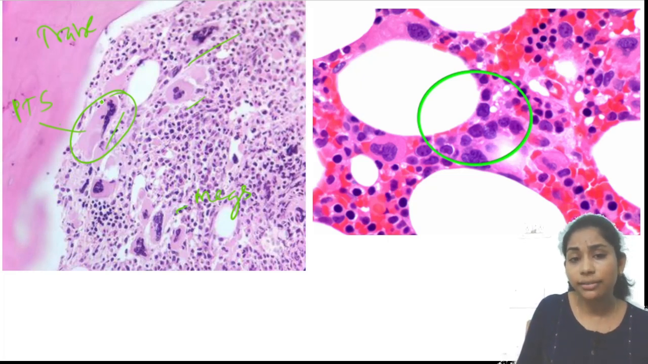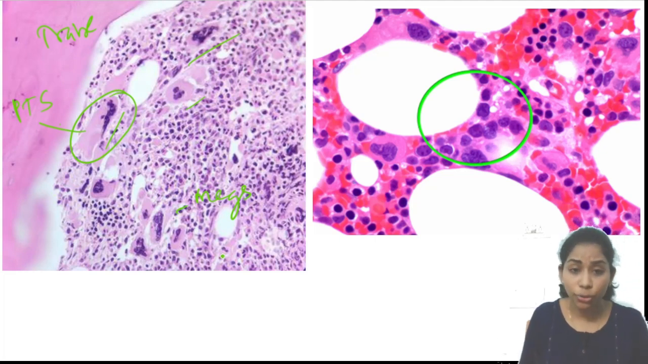Is it normal? No, right? It usually should be close to the sinusoids. Correct? But it is lying close to the trabeculae, in the paratrabecular space. And one more thing: here, if you see, there are 1, 2, 3, 4 megakaryocytes. They are showing clustering.